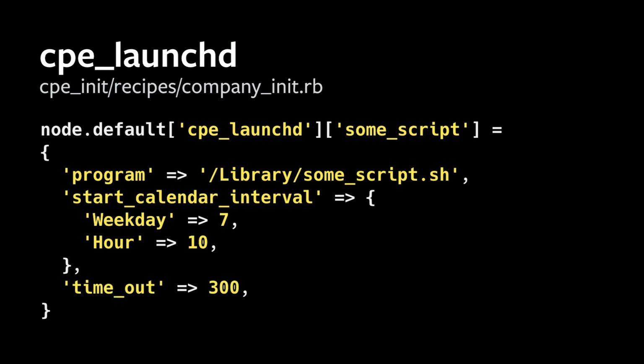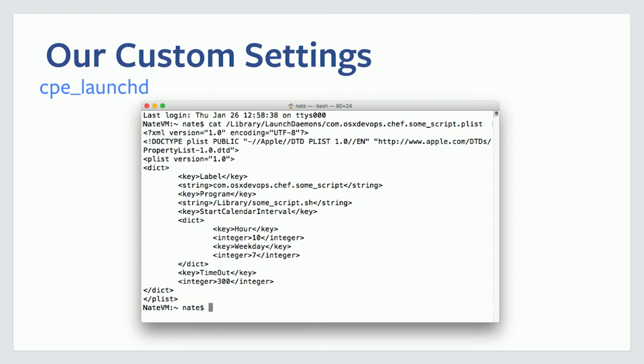We'll also do a timeout. Maybe it's a long-running thing and you don't want someone to get really angry at you because it's eating all their resources. So this will kill it after 300 seconds. So this is what it looks like in a Chef hash. It's 2 deep. Some script contains the hash, which contains a hash. But all these keys and values are exactly analogous to what we have over here in the plist itself.